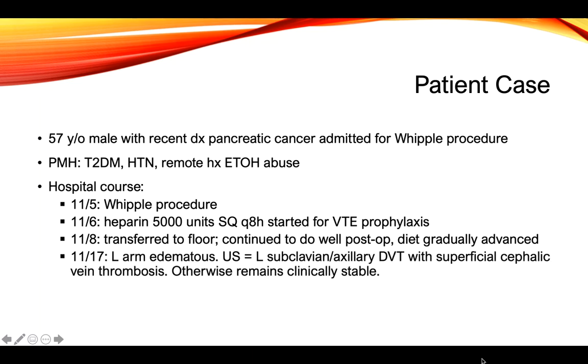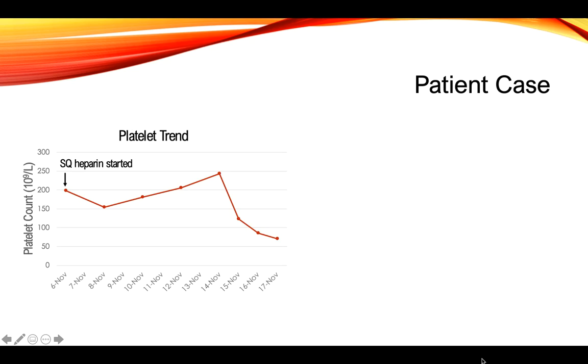So later on during his hospital course on post-op day 12, the patient was noted to have edema of his left arm, and an ultrasound confirmed that he did indeed have a left subclavian and axillary DVT. At the same point in time, look at his platelet trend. Initially it was about 200 when we started sub-Q heparin, and then about 8 to 10 days later, you should see this sharp decline in his platelet count to about 75. And this was the point where the patient was diagnosed with the upper extremity DVT.